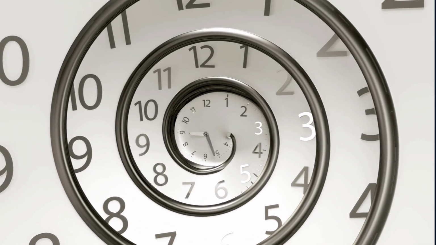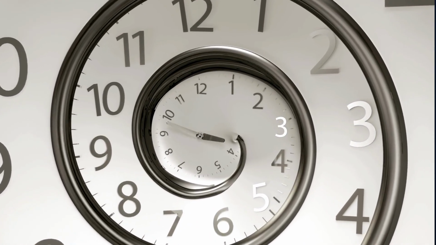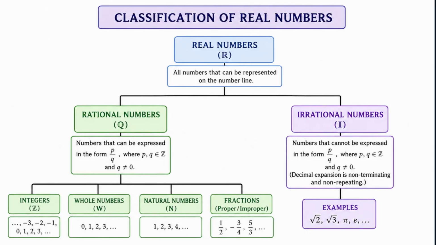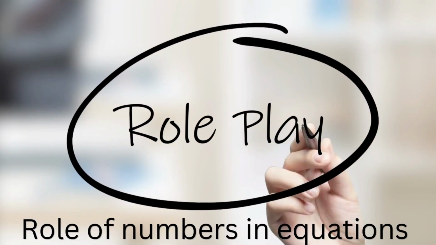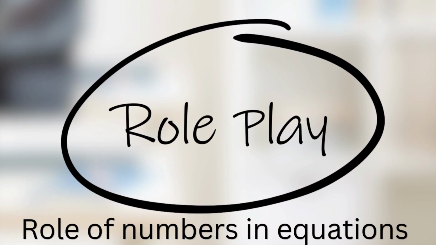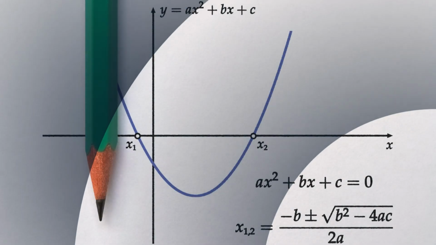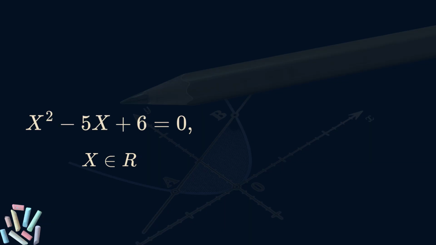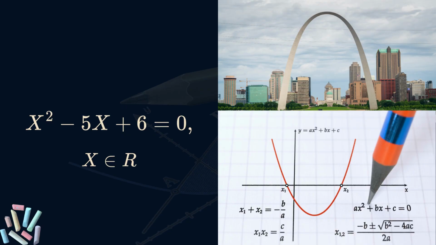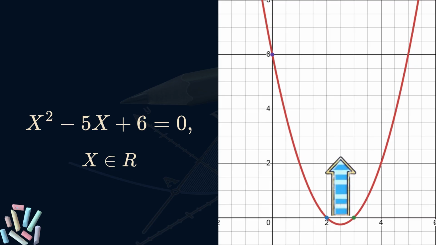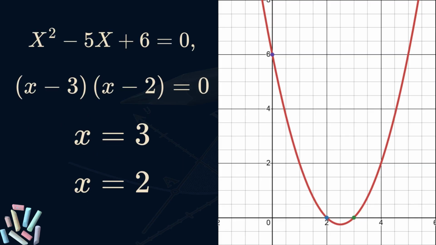So today, we will revisit this concept from a deeper perspective. Today, we will understand the classification of real numbers and why it plays an important role when solving mathematical equations. Let us begin with a simple algebraic equation. x squared minus 5x plus 6 equals 0. If we plot this equation on a graph, we obtain a parabola. Since the coefficient of x squared is positive, the parabola opens upward. The points where the parabola crosses the x-axis represent the solutions of the equation. Solving the equation gives x equals 2 or x equals 3.